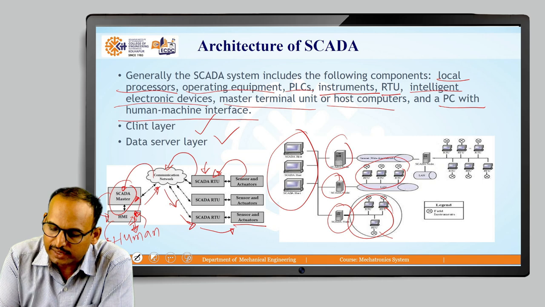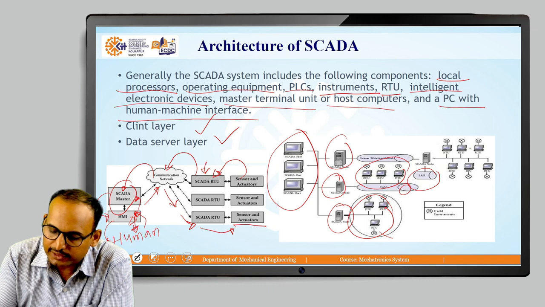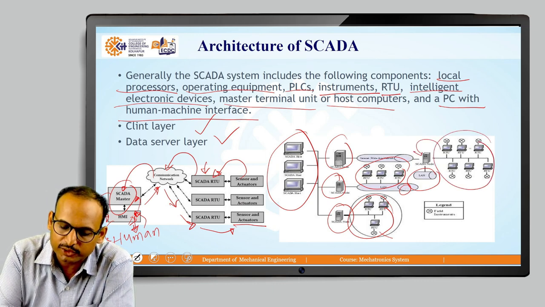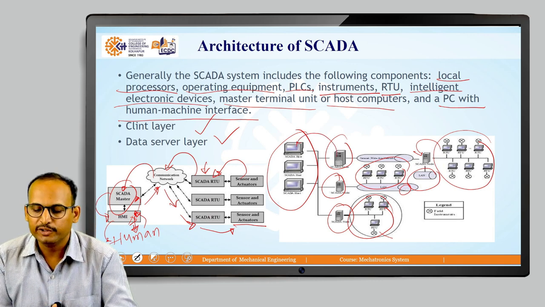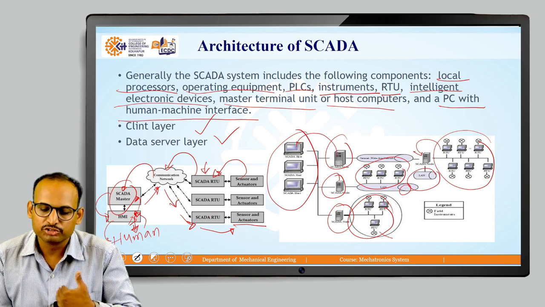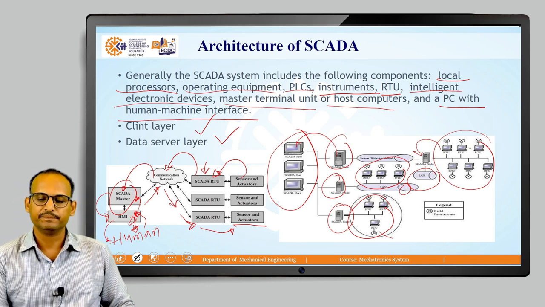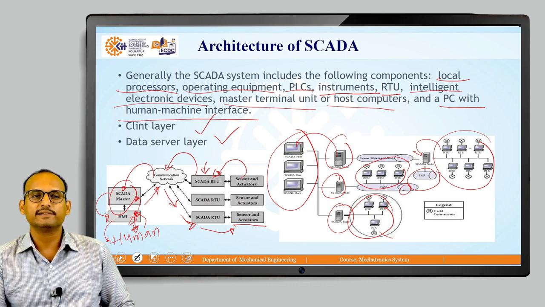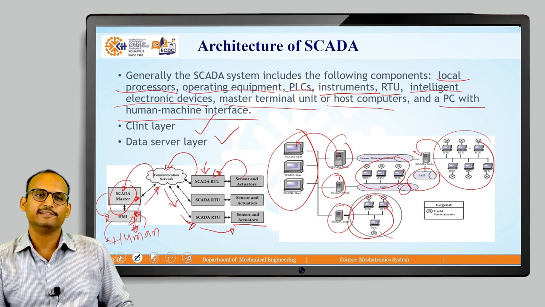This is a LAN network. This is also a LAN network. Another group of RTUs is connected to the SCADA node, and these SCADA nodes are connected to the SCADA host. So communication goes from RTUs to SCADA nodes, and from SCADA nodes to the SCADA host. In the architecture of SCADA, the components are placed like this.